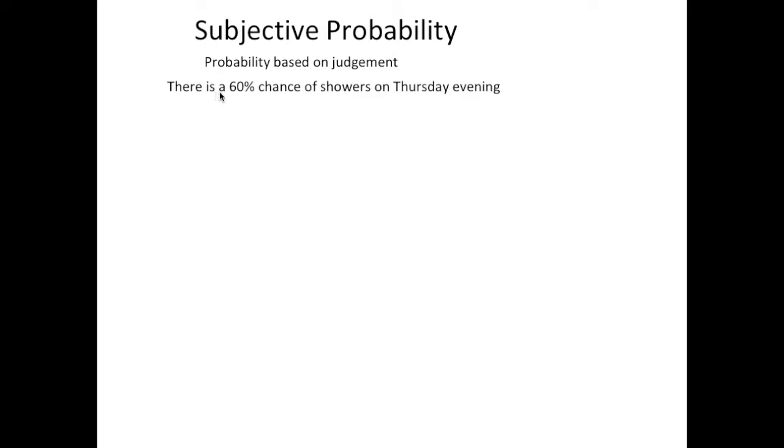Subjective probability. That's when somebody is making a judgment. This is based on judgment, not necessarily purely on mathematics. If somebody says there's a 60% chance of showers on Thursday evening, they're looking at a lot of different things. They're looking at a computer model, and they're looking at what the weather's doing right now. They're basing it on their judgment.